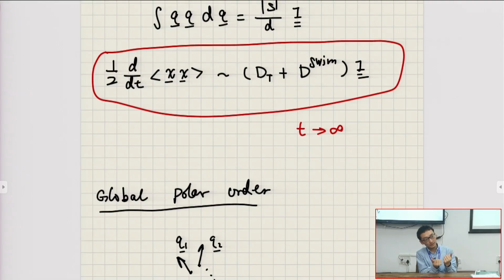Yeah, exactly right. Because the other extreme is they're completely random. Then your average vector is zero, so the norm is also zero.